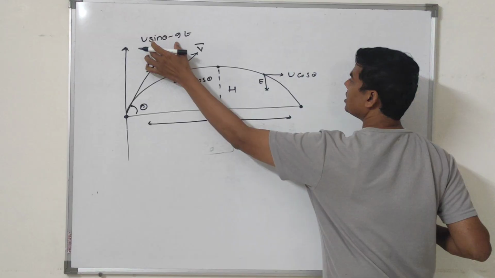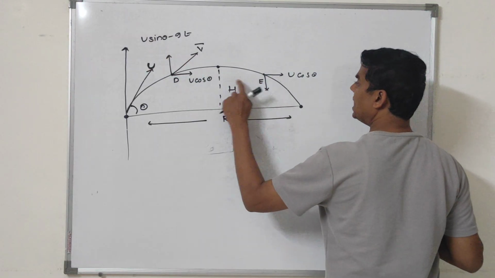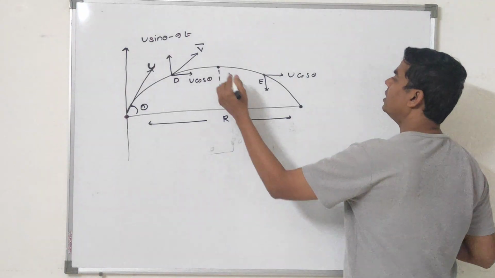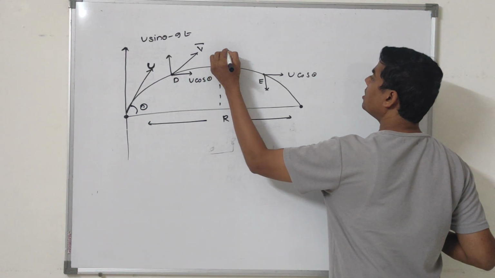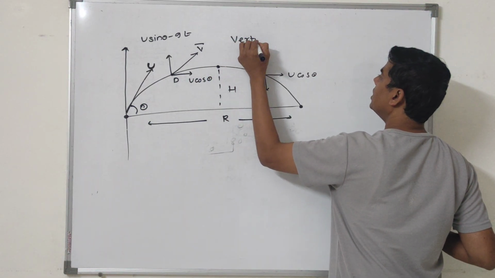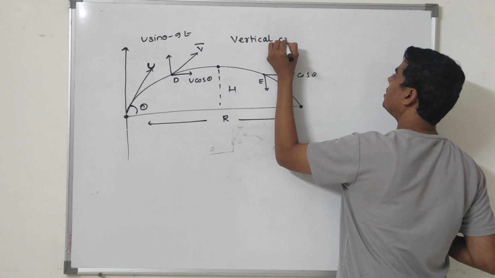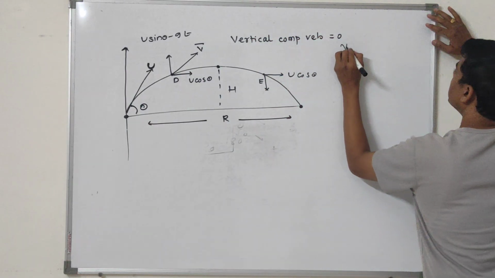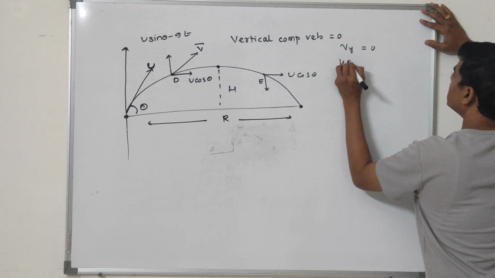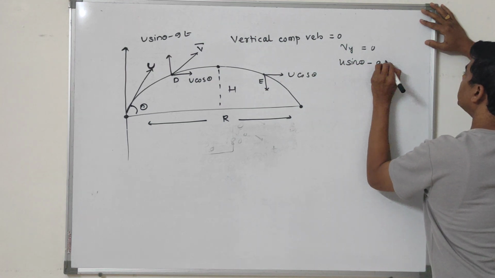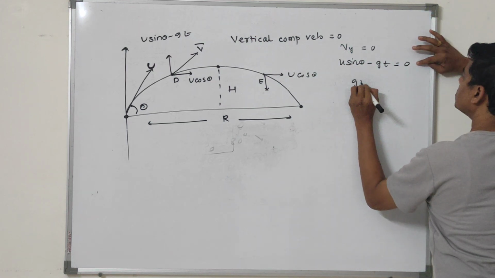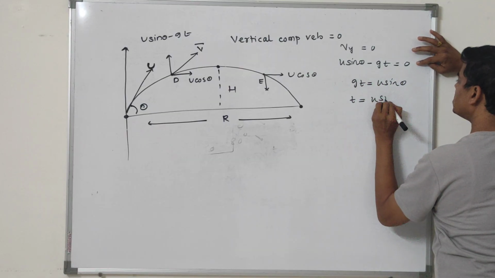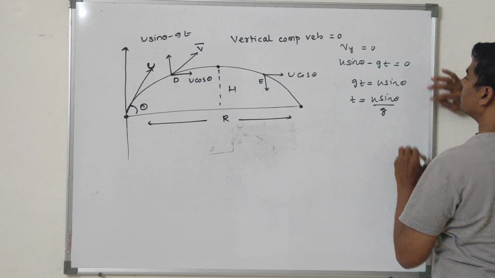It is again u sin theta minus gt. At the same height on the trajectory, the projectile has the same velocity. At the highest point, the vertical component of velocity is 0. That is, Vy is equal to 0. That is, u sin theta minus gt is equal to 0. So gt is equal to u sin theta. So t is equal to u sin theta upon g.